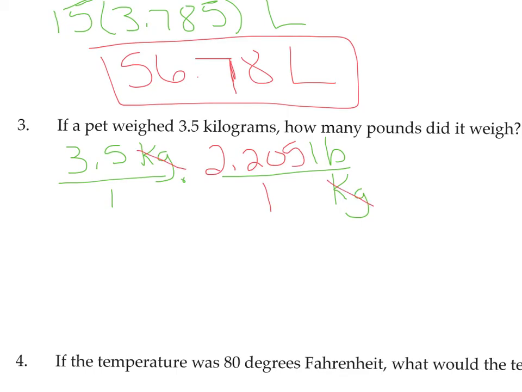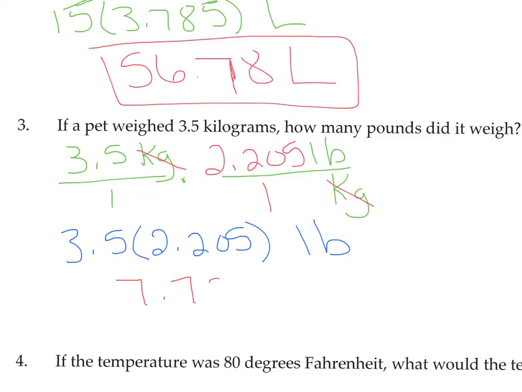Kilograms cancel. And we're just going to multiply across the top now because the bottom will be 1 times 1. So 3.5 times 2.205. And the units will be pounds. You can multiply that out. You should get, rounded to 2 decimals, 7.72 pounds.